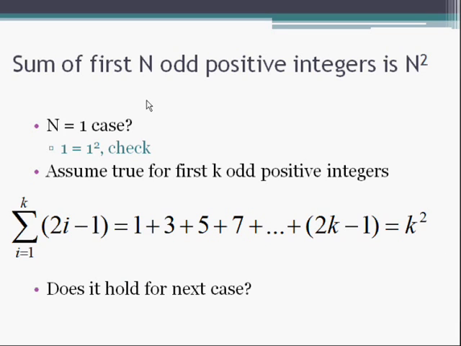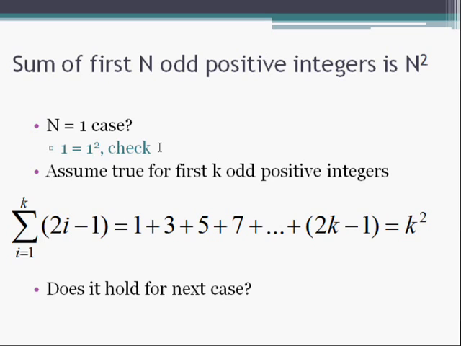We wanted to see if the sum of the first n odd positive integers, so that would be like 1 plus 3 plus 5 plus 7 plus 9, going as far as we want, is in fact n squared. And in the n equals 1 case, this is pretty obvious, straightforward. It's like 1 squared is 1, so 1 is 1. Done. Well, that's good. Step 2 is to assume that this holds true for the first k, or whatever number you want to plug in there, odd positive integers.